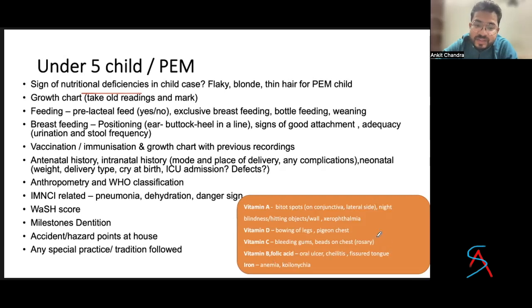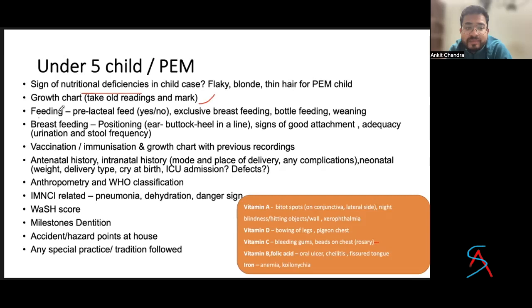You will see this on the X-ray also. Vitamin B or folic acid deficiency will cause oral ulcers, cheilitis, or fissured tongue. Iron deficiency will cause anemia or koilonychia. So all these things you can assess. Growth charts are very, very important. Try to have a growth chart with the previous old readings, and they should have the marks, so you can give a better reading on the growth chart.